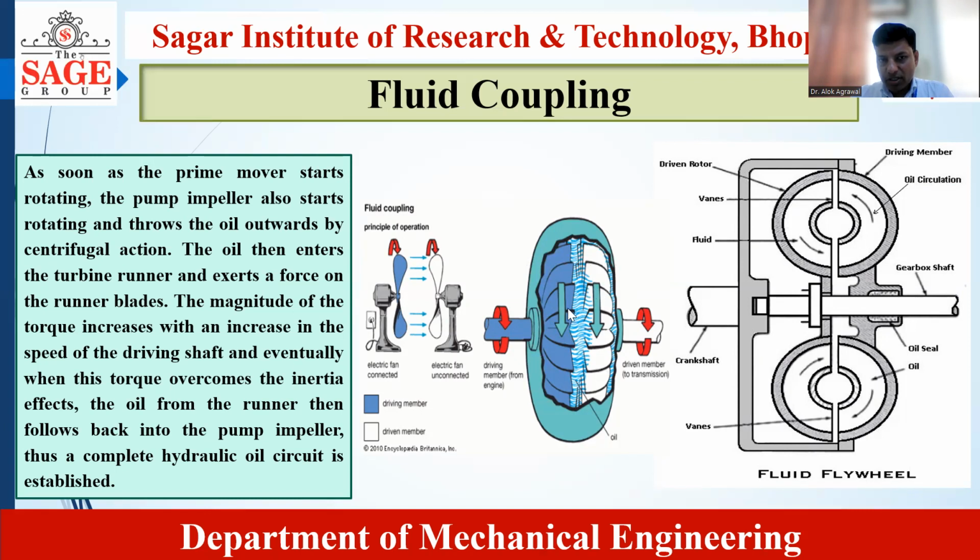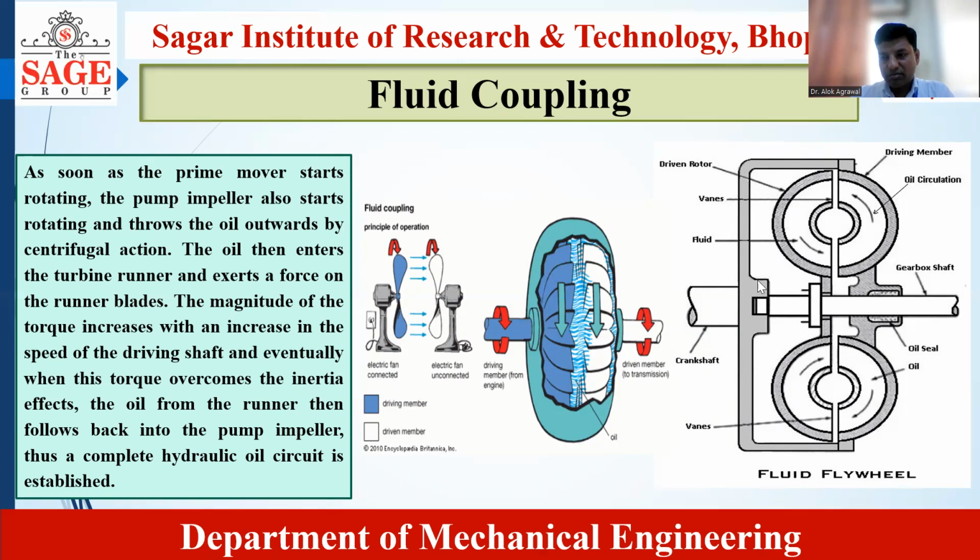The magnitude of torque increases. This torque increases with an increase in the speed of the driving shaft. When the speed of the driving member is slow, the driven member, that is the turbine shaft, will not start rotating, or the turbine blades will not start rotating. But once it gains a certain speed or a certain RPM, the fluid will strike with such force that the turbine will also start. After it strikes the turbine blade, it flows back to the pump impeller side from the center, and in this way the circuit is completed.